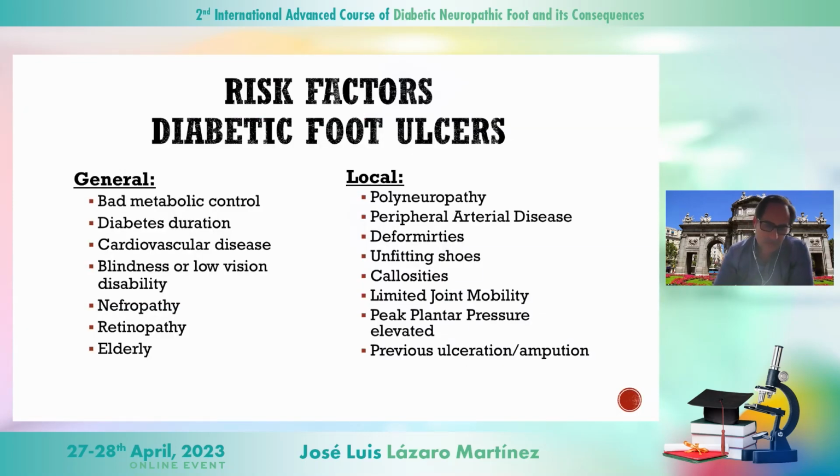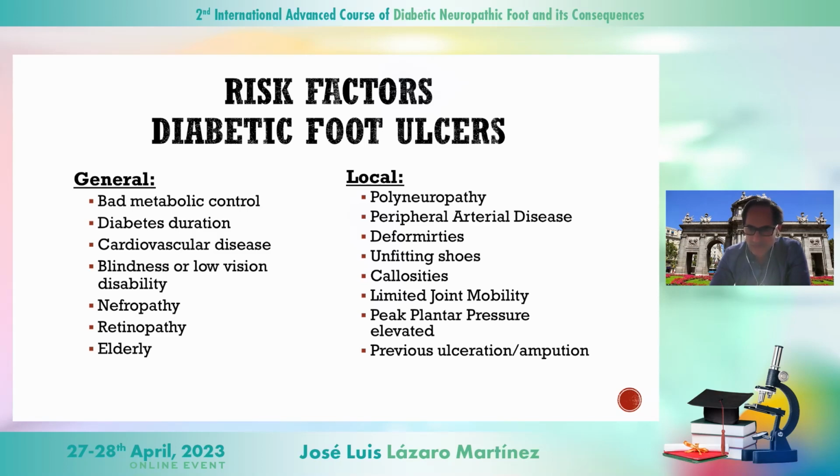To prevent a diabetic foot ulcer, it's very important to know the risk factors for its development. We have general and local factors. Some general factors are related to diabetes and its comorbidities. The local factors are mainly associated with two important things: neuropathy and deformities. Additionally, they can add other important factors like peripheral arterial disease and biomechanical disorders.